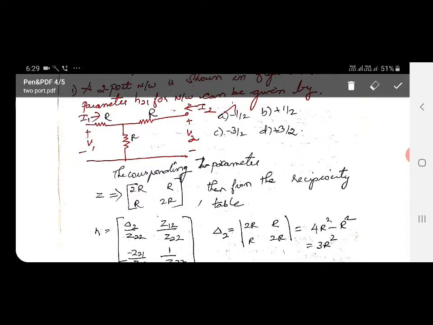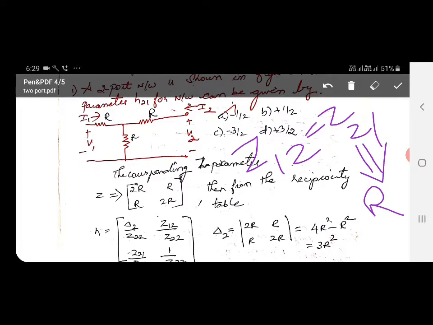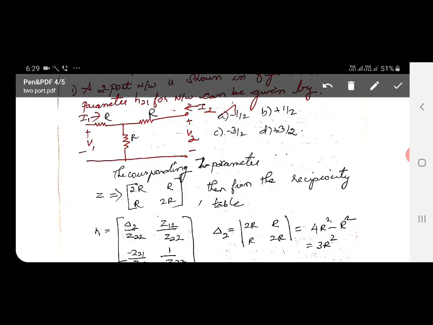Then z12 is equal to z21, which is the reciprocity condition, and here it is equal to r. So z12 is equal to z21 is equal to r. Then z22 is 2r. How 2r? r plus r is 2r. From this we determine the z parameters for the corresponding T network.